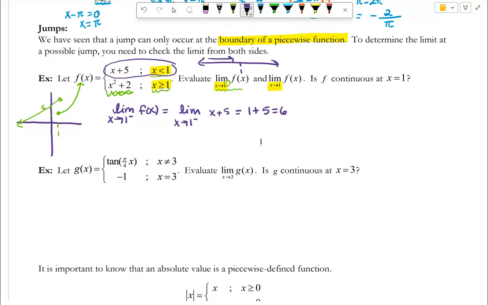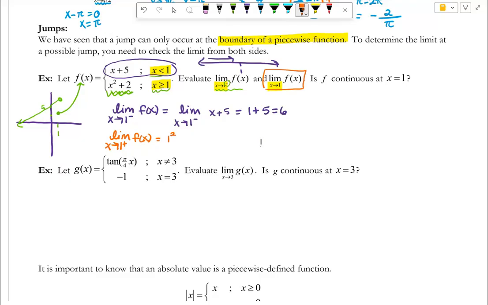All right, then our next question is to evaluate the limit of f as x approaches 1. So not from one side or the other, but just what is the limit? To do this, we need to know the limit of f as x approaches 1 from the right. So as we approach 1 from the right, we're going to use the bottom piece, the x squared plus 2.